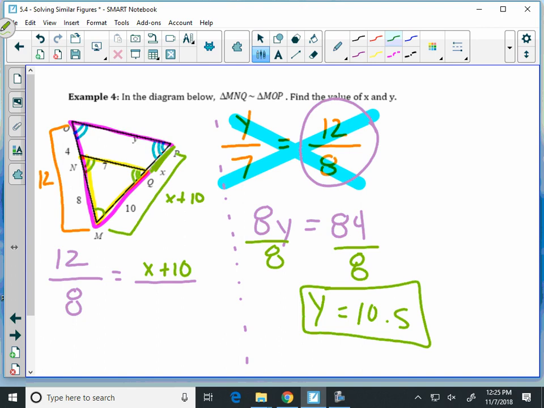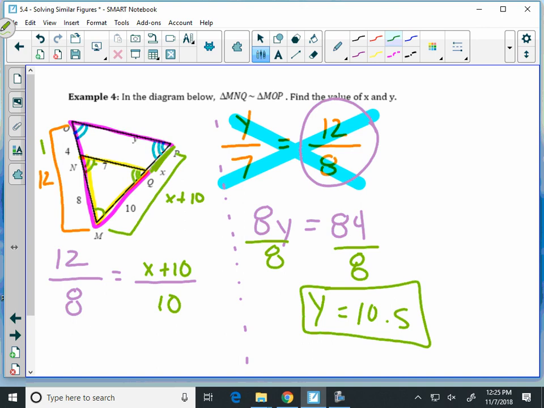So then which side in the yellow triangle matches up with x plus 10? Wait, which side? 12. No, not 12. Sorry, 10. Because 12 is in the big triangle. We want to look for the side in the little triangle. So x plus 10 is making up the big side. 10 is the corresponding side in the other triangle. Because x plus 10 is in between 1 and 3, 10 is in between 1 and 3.